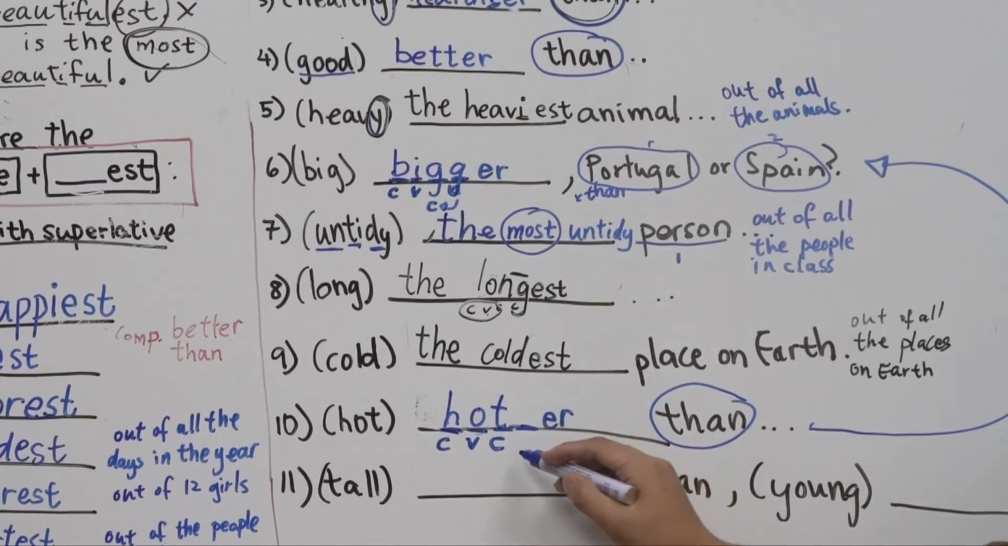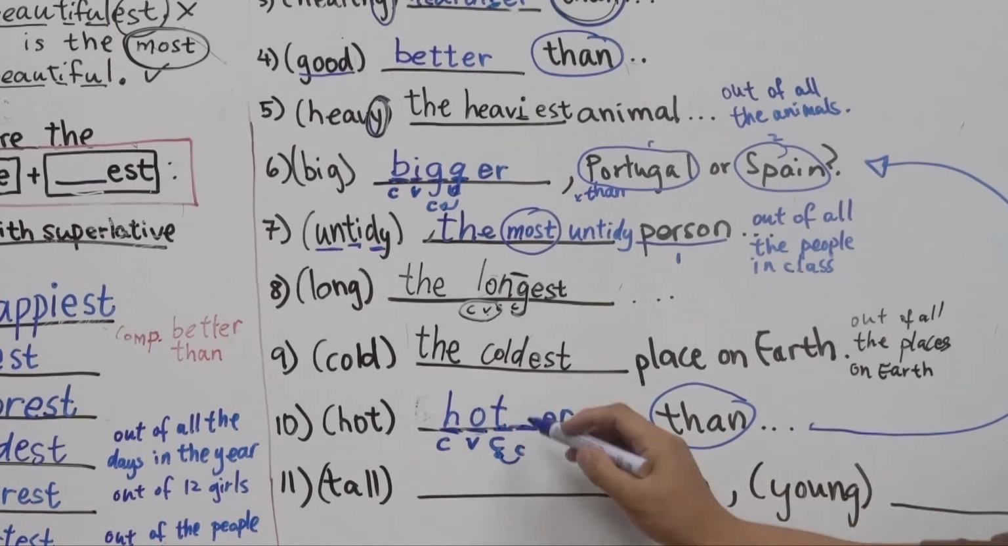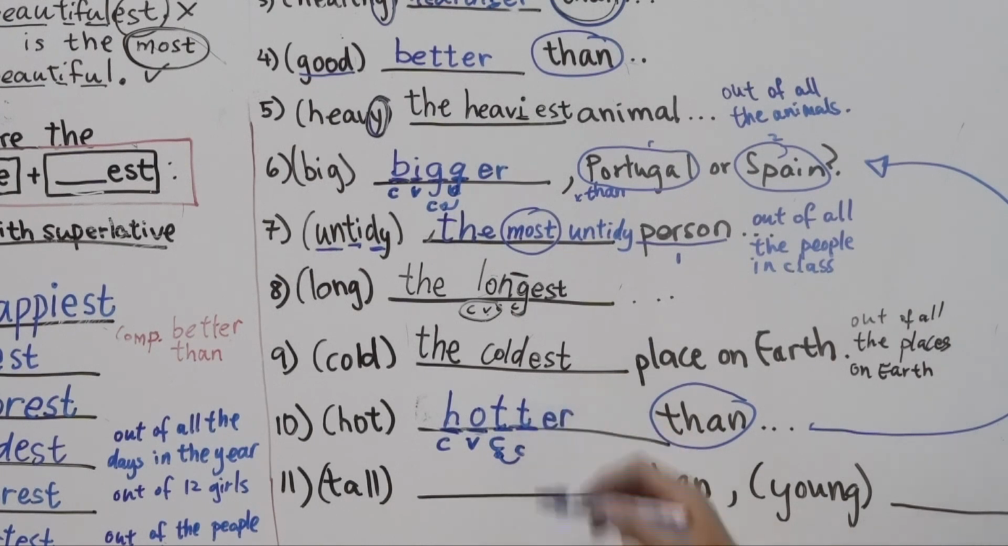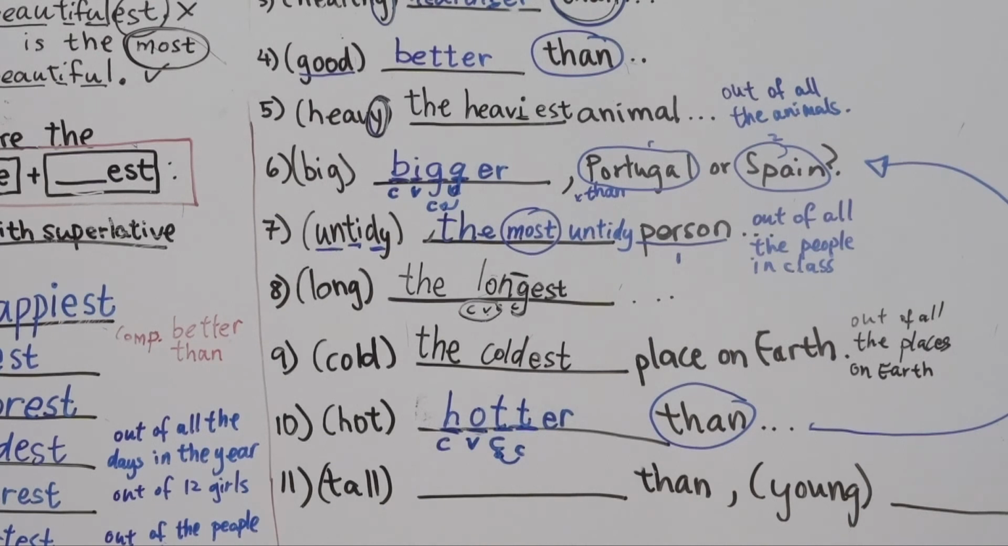And of course this C will follow the consonant that came before it, right? So what's the consonant that came before this blank? T. All right? So hotter than. Right? The main thing here is we're trying to keep the original word, right? Hot, not hote. Hot. Hotter than.